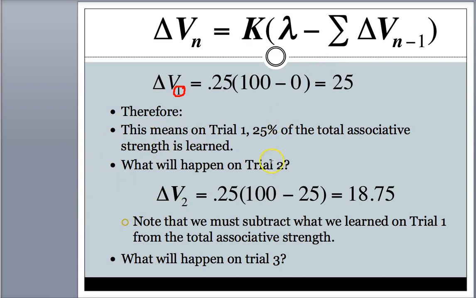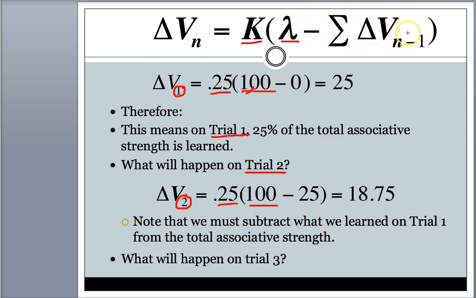So now let's look at what happens on trial 2. Okay? So this is trial 1 up here, and here now we have trial 2. So now we're going to look at how much change in associative strength will occur on trial 2. All right, so it's going to be 25%. It's always 25%. K is a constant, and it will always be 0.25 for this particular experiment. Lambda, in our examples, will always be 100%. So there's lambda, and here's lambda. For us, it'll always be 100.